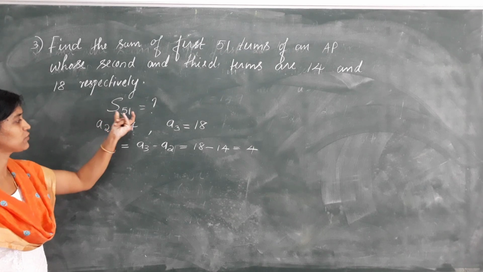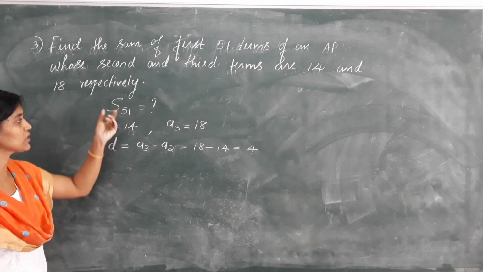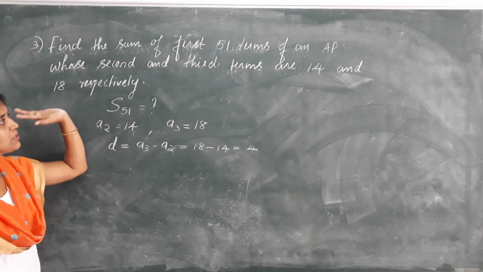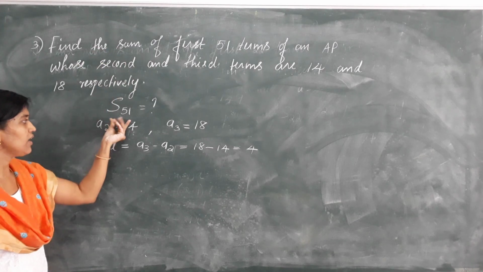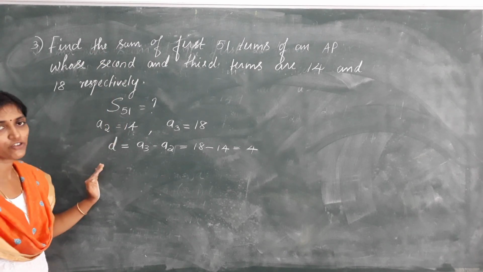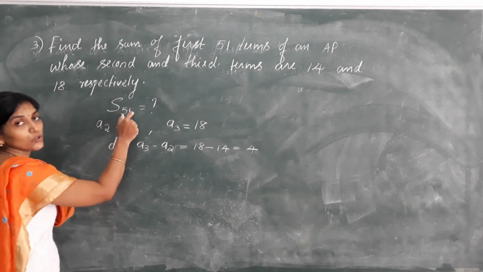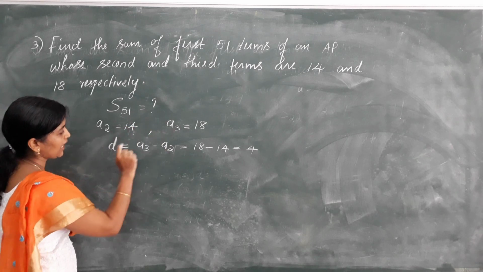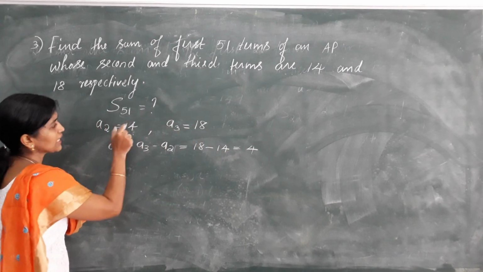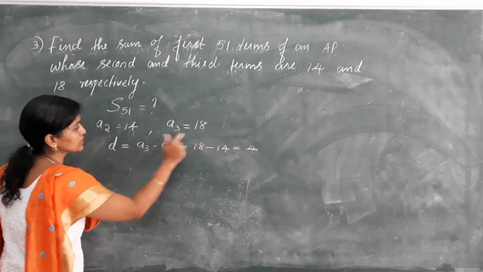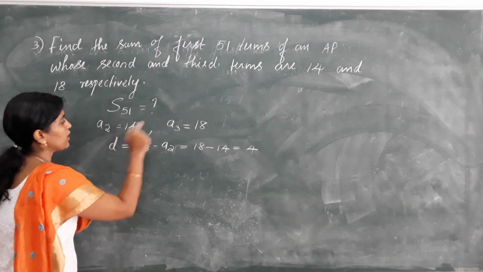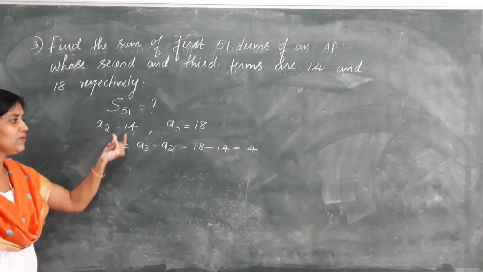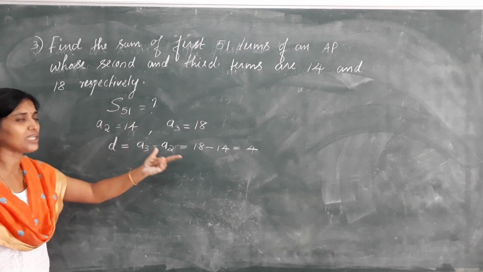Again, to find S51, what do we need in this question to use the formula? Since the nth term or last term is not given, we need the first term A, the common difference D, and N, which we know is equal to 51. D we got here, and we have to get A. To get A, we use A2 is equal to 14 and A3 is equal to 18. One equation is enough for us since we got D here.